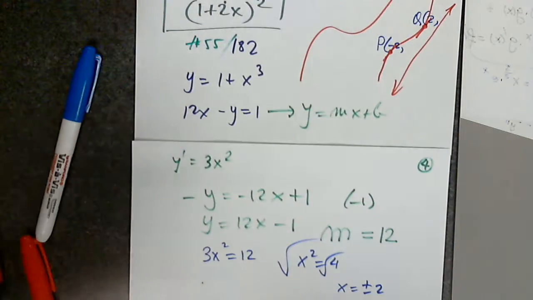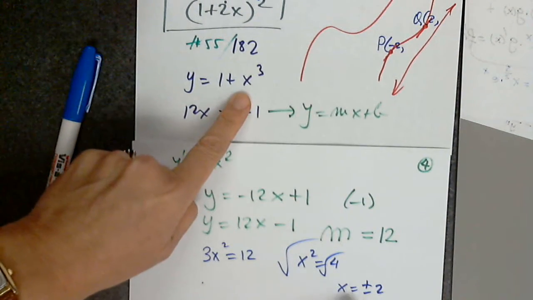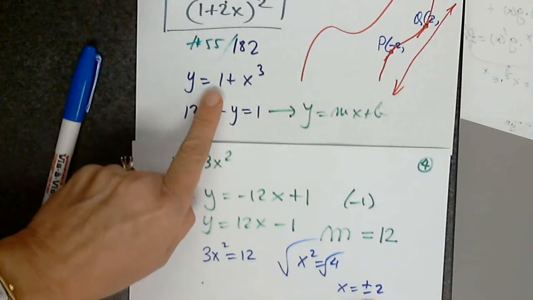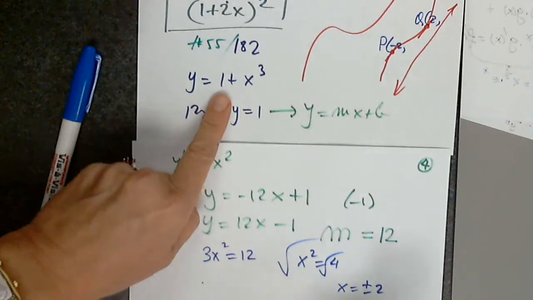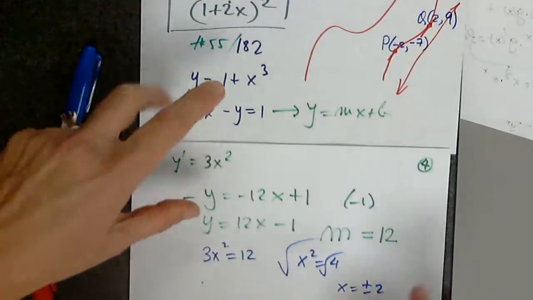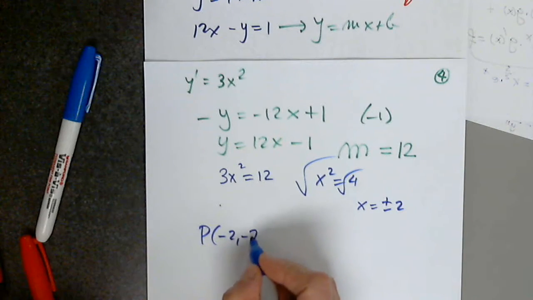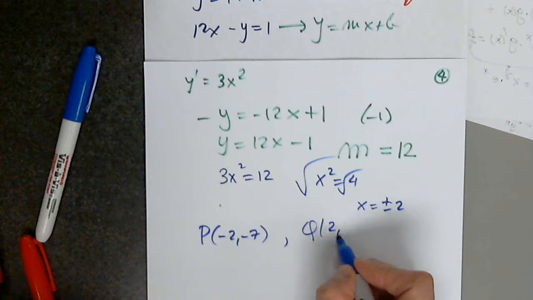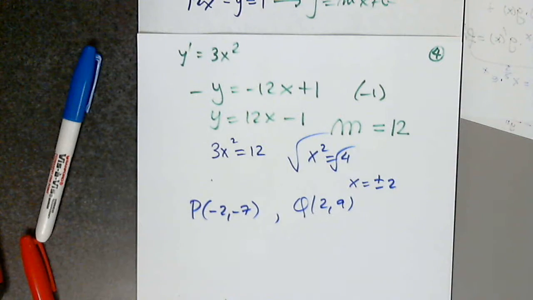Good. And again, Thomas already told us what to do. He said plug it back in. So I have negative 8 plus 1, or 8 plus 1. So it's negative 7. And the other option is 9. So we do have 2 points. P is negative 2 comma negative 7, and Q is 2 comma 9. Let's do one of them so we can move on, and you'll do the other one.